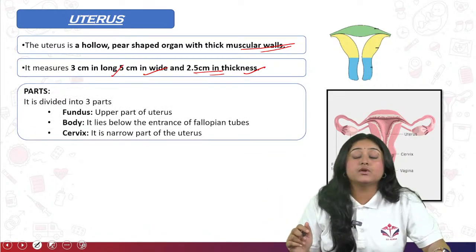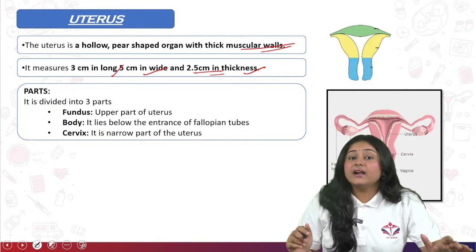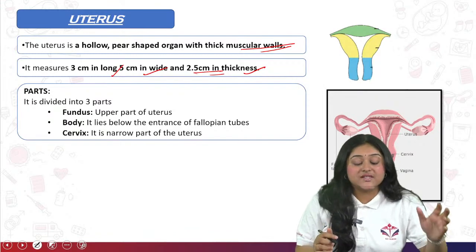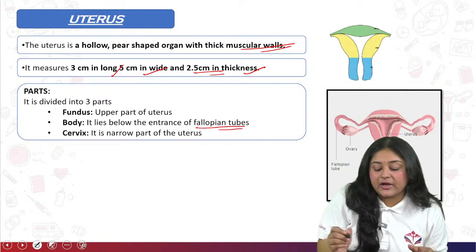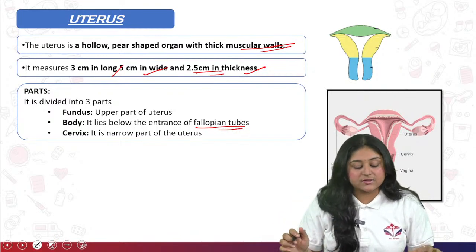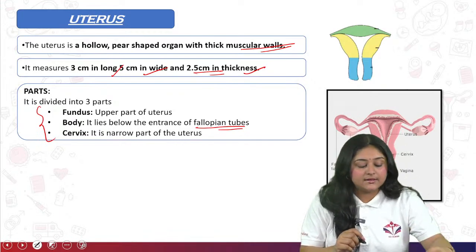Next is the parts. The uterus is divided into 3 parts: fundus, body and cervix. The fundus is the upper part of the uterus, the body lies below the entrance of the fallopian tube, and the cervix is the narrow part of the uterus. So these are the 3 parts of the uterus: fundus, body and cervix.